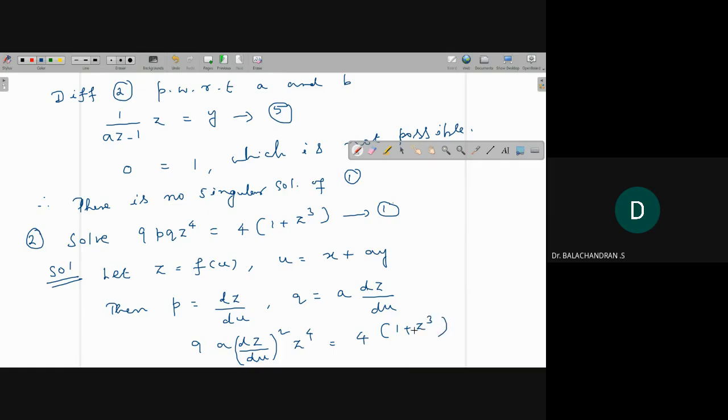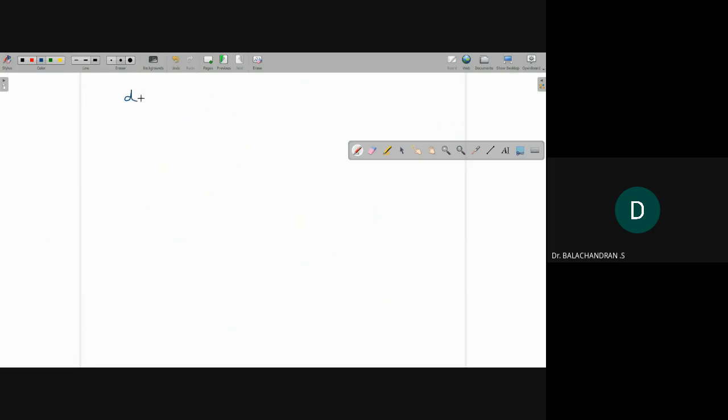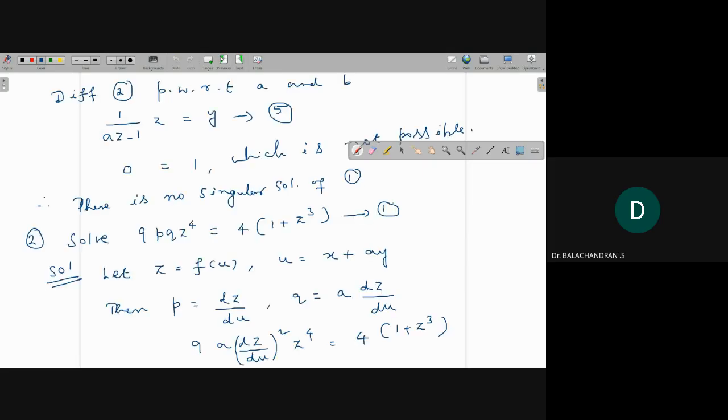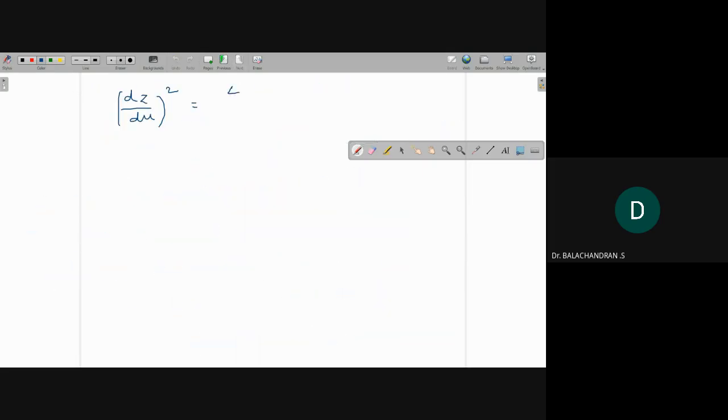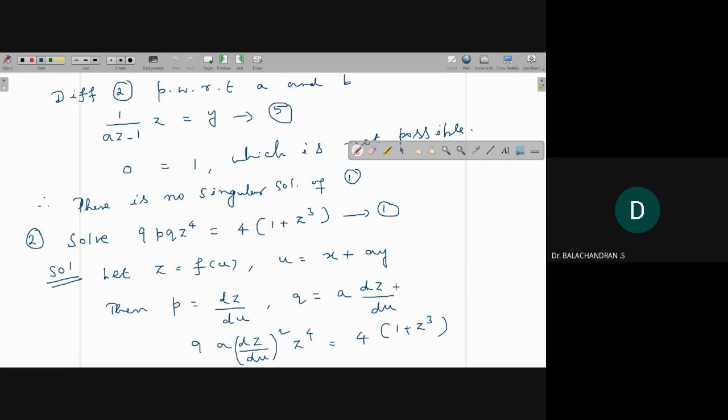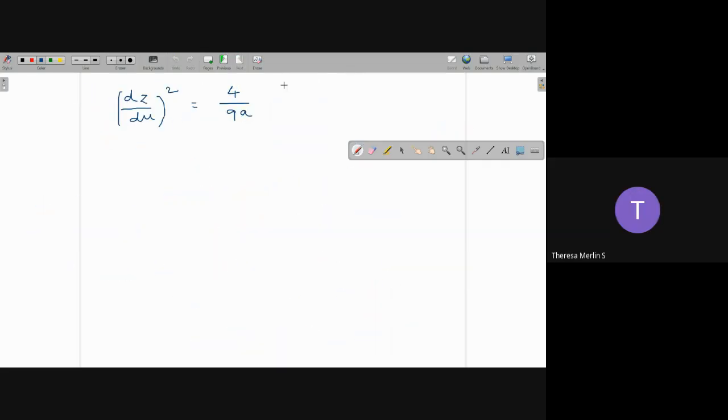Now next step, I'm going to keep (dz by du) whole square on the left hand side. Right hand side, 4 by 9a is constant. What is remaining? (1 plus z cube) by z power 4.